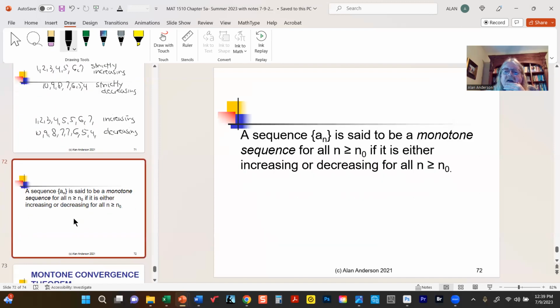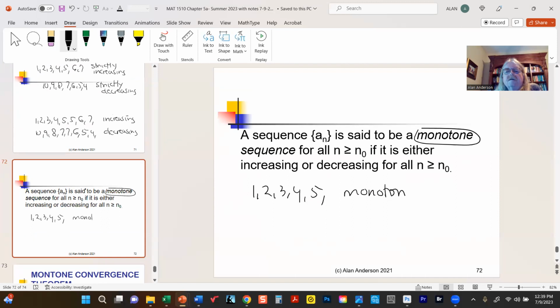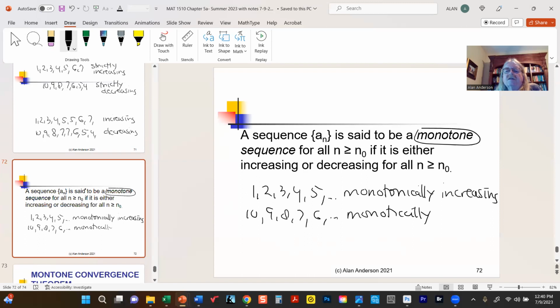Now, if it falls into one of these two categories, increasing or decreasing, we say that it is monotone. Sometimes, though, you also hear the increasing functions called monotonically increasing. And of course, that implies that something like this would be referred to as monotonically decreasing. It just simply means it always does one or the other.